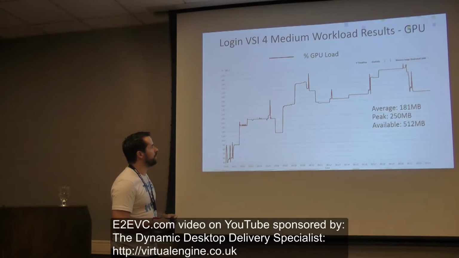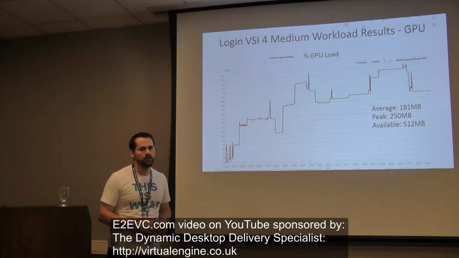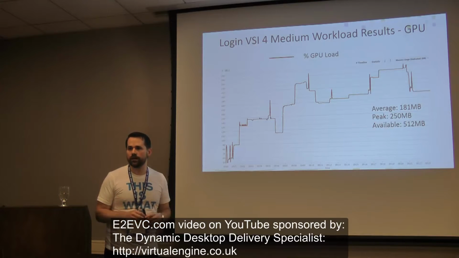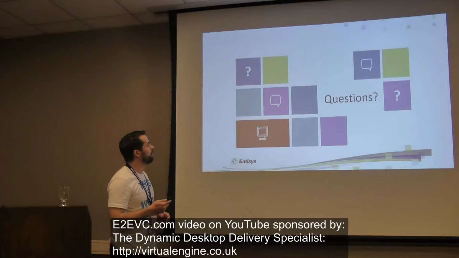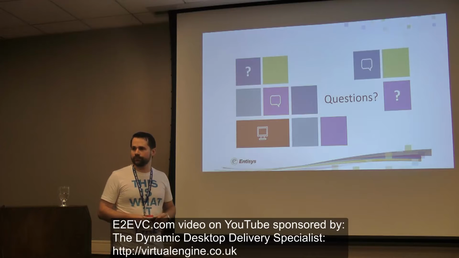The average memory usage for the GPU on this particular test was 181 megs, and the peak was 250. And again, it's dedicated 512 megs of RAM per node. So that's it. If anybody wants to see a demo, I can pull that up.